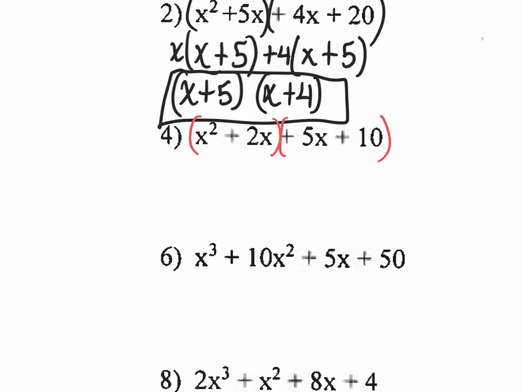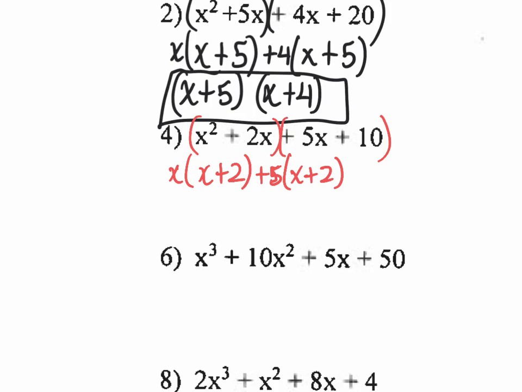Okay, what can you pull out of the first group? X. And what does that leave? Plus 2. X plus 2. What can you pull out of the second group? Plus 5. Positive 5. Whoops. And what does that leave? Plus 2. X plus 2.